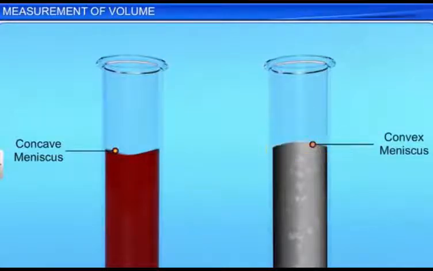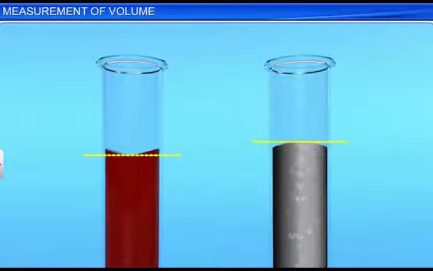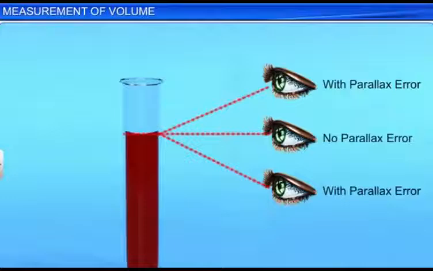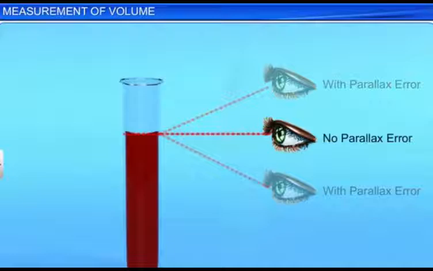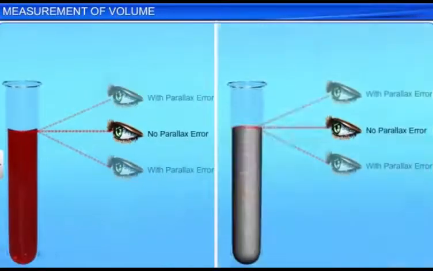Hence, while measuring the volume of liquids in narrow tubes, take the reading at the lower meniscus for all the liquids except mercury and at the upper meniscus for mercury. The reading should be taken without parallax error. To avoid parallax error, place your eye at the level of the lower meniscus for all the liquids except mercury, and at the level of the upper meniscus for mercury.